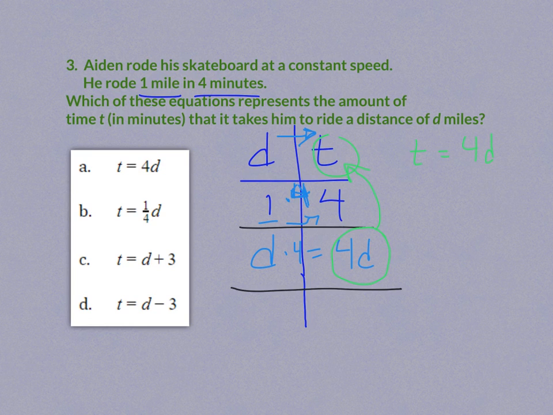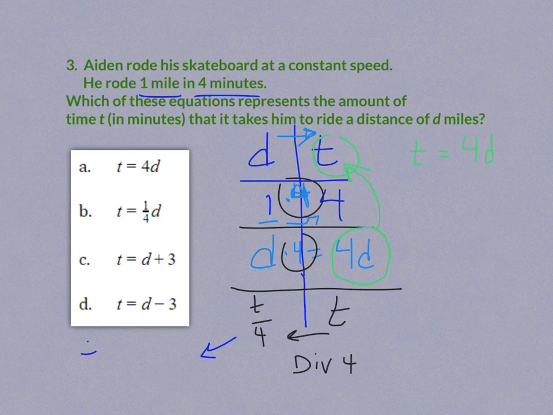Next, if I don't know d, but I have t, and now I want to send t in this direction. I know when I go from right to left, I always divide. I found my constant of proportionality to be 4, so if I'm now going to divide by 4, that would look like this, t divided by 4. And I further know that dividing by 4 is the exact same thing as multiplying times 1/4.